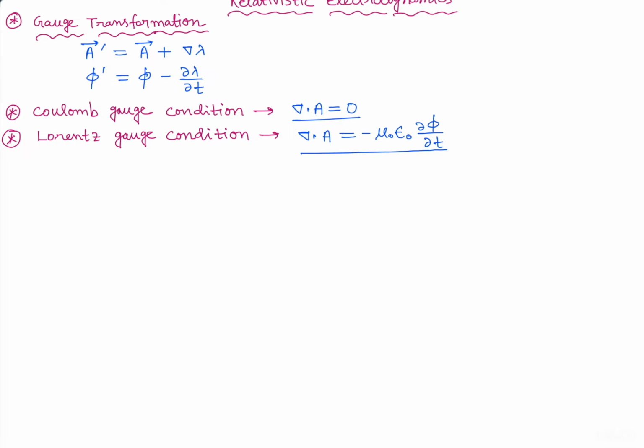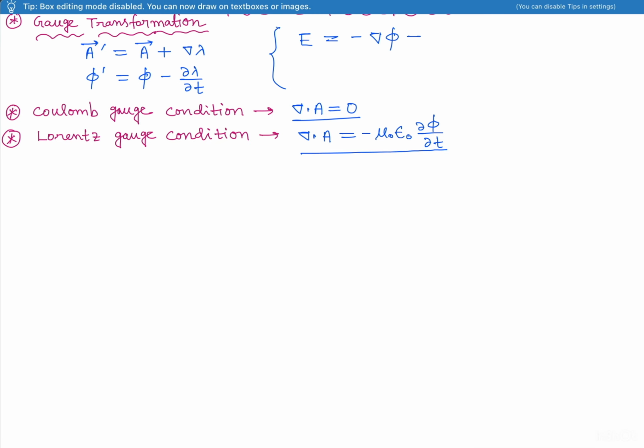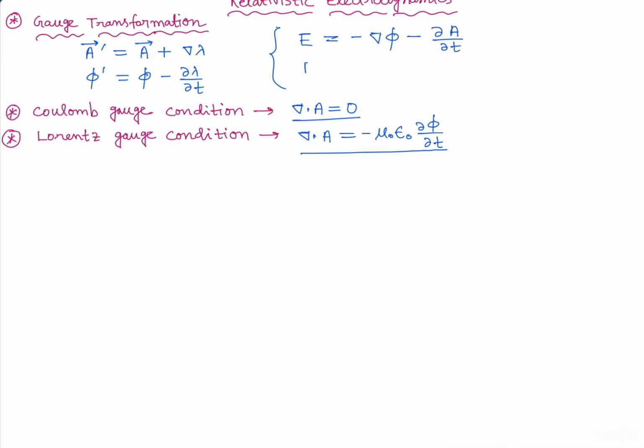Now we discuss the most important formula regarding electric field and magnetic field in time varying field. E will be minus grad phi minus del A by del t, and B will be del cross A.